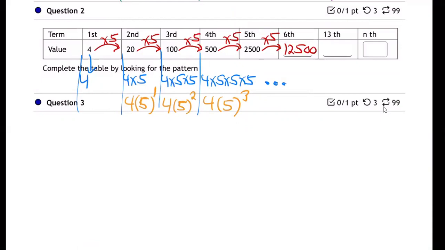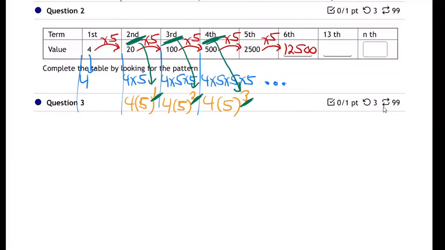So now we look for the connection between what? Between the term number and that. Term number and that. Do you see the connection? Do you see what's happening there? You always have 4 times 5 to the power, and the power is always 1 lower than the term number, isn't it? See that pattern? Okay, so then let's use it to our advantage.